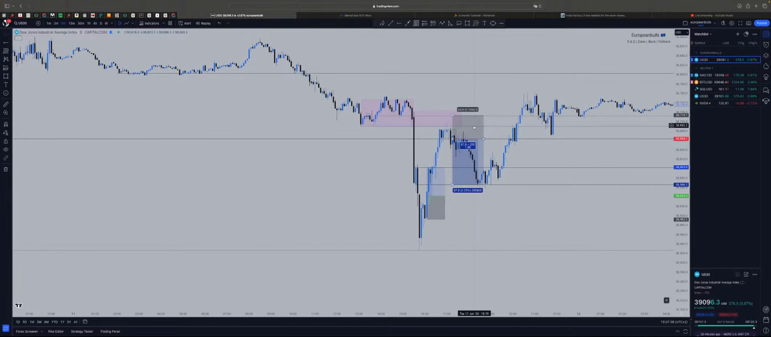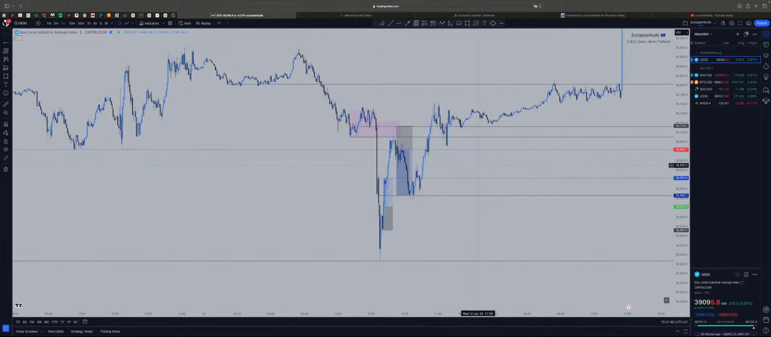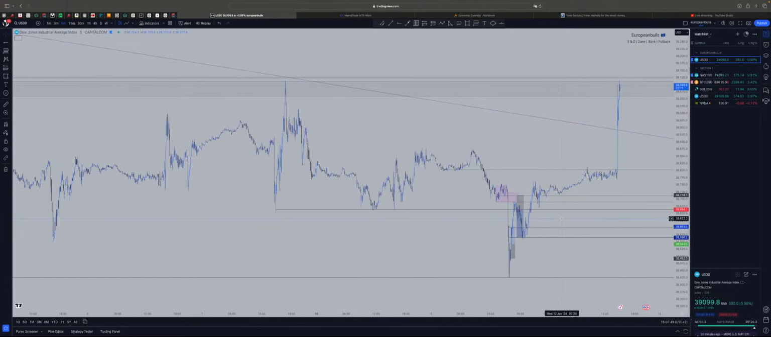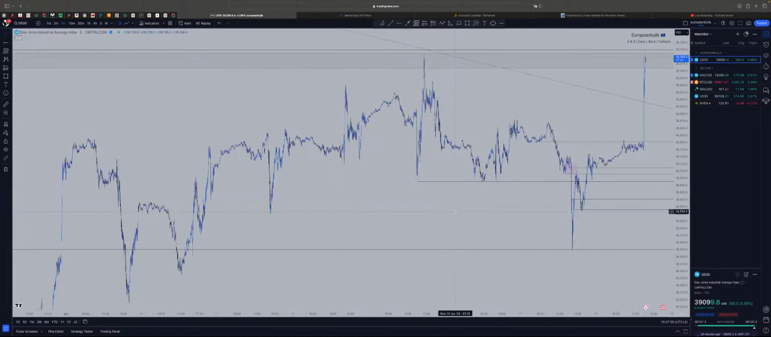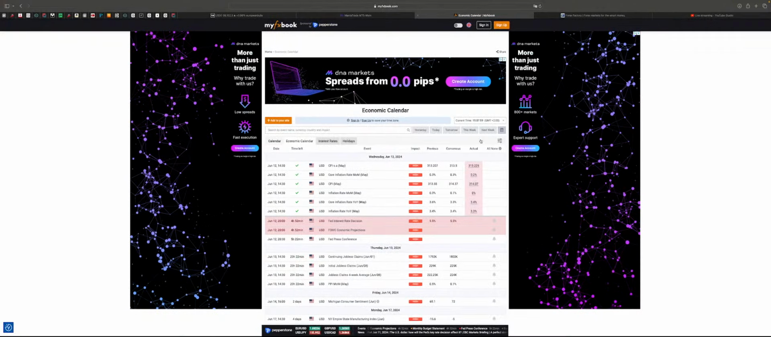So yesterday I was up 3R, 2R here and 1R here. So I think I'm good for the rest of the week. Even if I don't get a trade today after CPI, I don't really want to trade, but let's see, because today in the evening there's the rate decision as well.